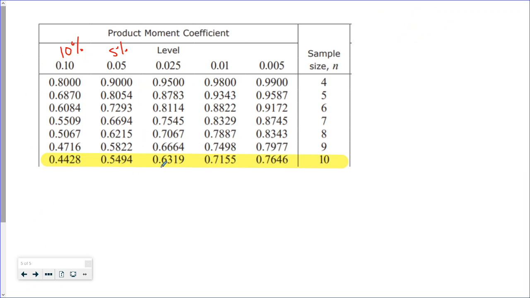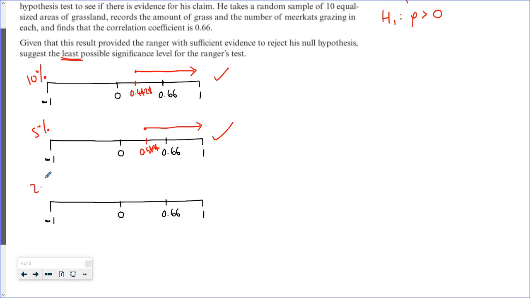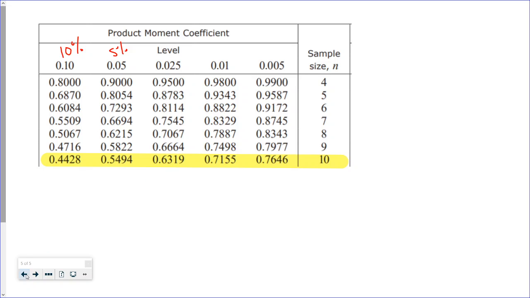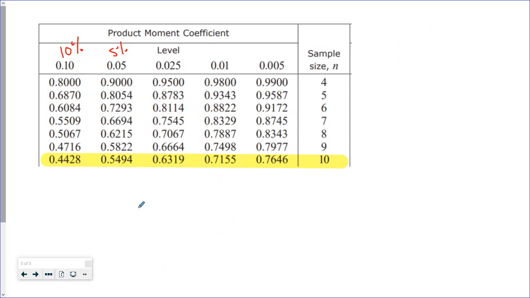So let's keep going. Let's go to the 2.5% level. So 2.5%, and the critical value is 0.6319. So that means that if R is greater than 0.6319, closer to 1, then we could reject H0 and say that it is actually positive. So we can reject here. Let's look at what would happen if we went one step further. So we've done the 2.5% level, that was fine. 5% was fine, 10% was fine.